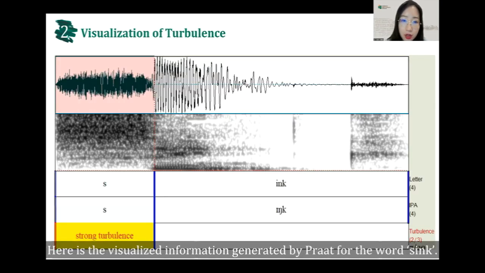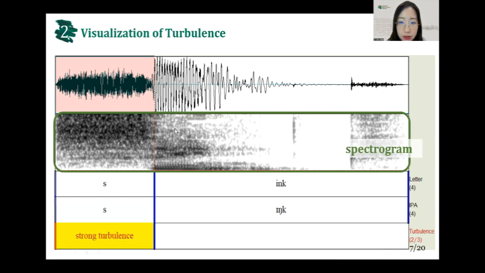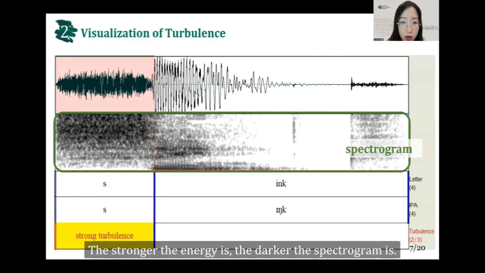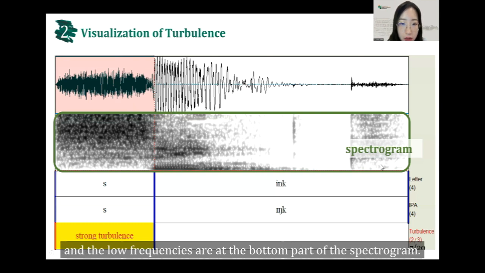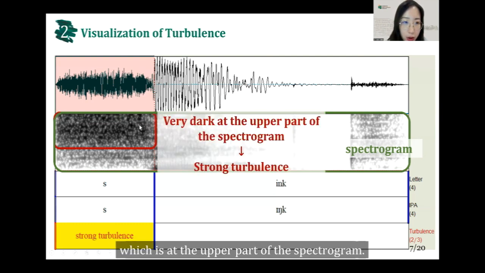Sink. Here's the visualized information generated by Praat for the word sink. The spectrogram is displayed in the middle. The spectrogram shows the distribution of energy in different frequencies during the pronunciation of this word. The stronger the energy is, the darker the spectrogram is. The high frequencies are at the upper part of the spectrogram, and the low frequencies are at the bottom part of the spectrogram. Normally, when a sound has strong turbulence noises, the energy is very strong at the high frequencies, which is at the upper part of the spectrogram.